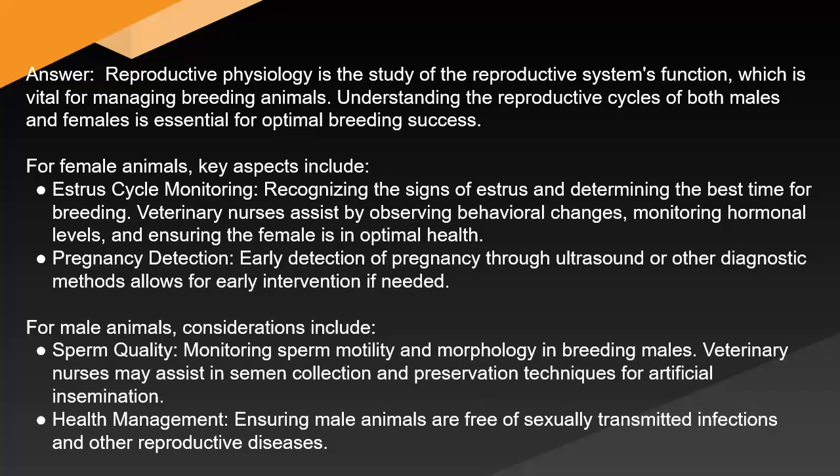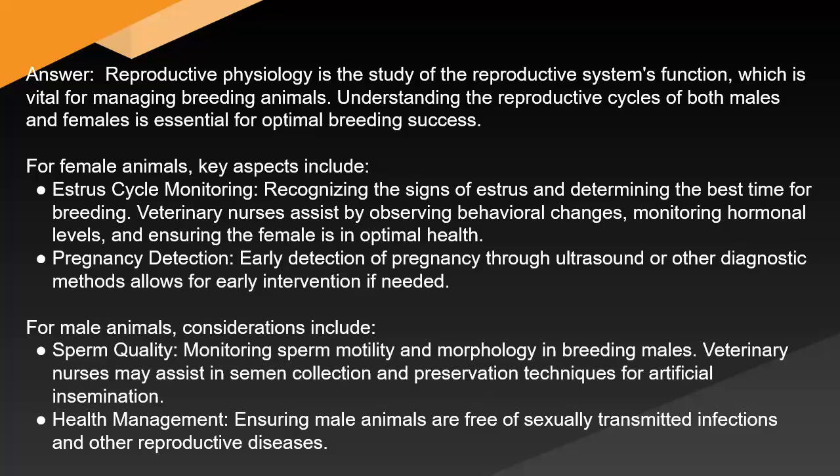For female animals, key aspects include estrus cycle monitoring, recognizing the signs of estrus and determining the best time for breeding. Veterinary nurses assist by observing behavioral changes, monitoring hormonal levels, and ensuring the female is in optimal health. Pregnancy detection: early detection of pregnancy through ultrasound or other diagnostic methods allows for early intervention if needed.